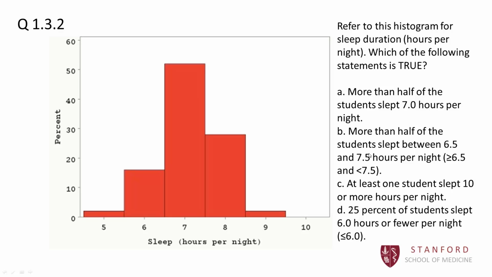Okay, so C reads at least one student slept 10 or more hours per night. There's no one in the 10 category, so we know that's false. D reads 25% of students slept 6 hours or fewer per night. Looking at 6 or fewer, we see that it would be this percentage plus this percentage. So these two blocks together would need to reach somewhere around here. And by visual inspection, we see that that's not true.